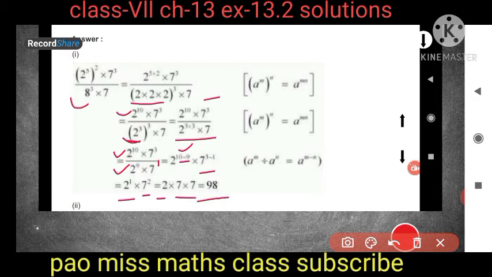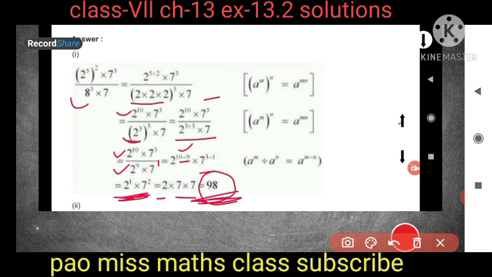Okay, 2 into 7 is equal to 98. So in this question it is given simplify, isn't it? Simplify means we will not write them in the exponential form. At last we will find the value. If in the question it is asked to write in the exponential form, then we will keep it here. But it is asked to simplify, which means we have to find the value. 98 is the answer for this question.